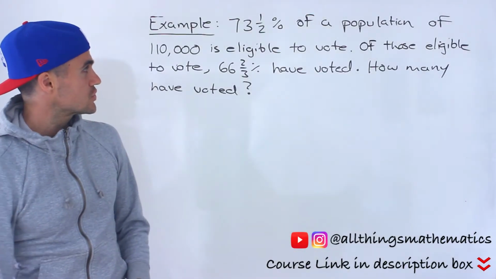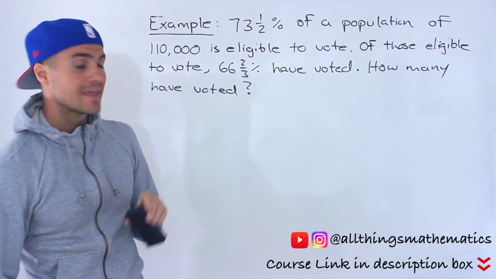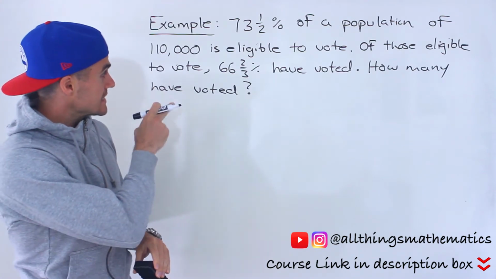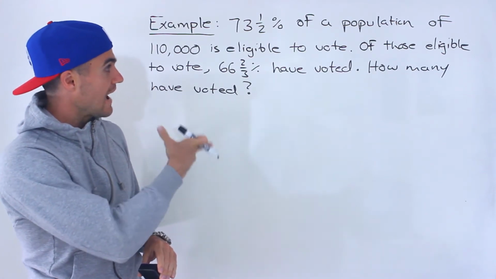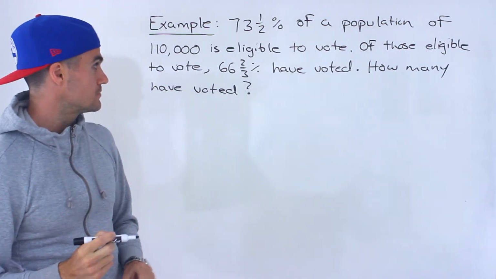And in this next question, we're told that 73.5% of a population of 110,000 is eligible to vote. And of those eligible to vote, 66 2/3% have voted. And they're asking how many people have voted in this population.